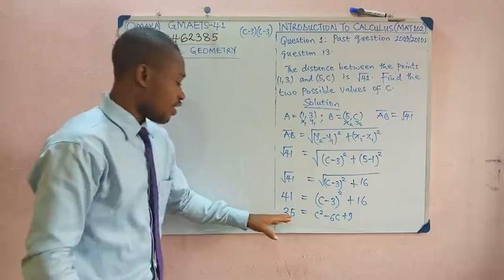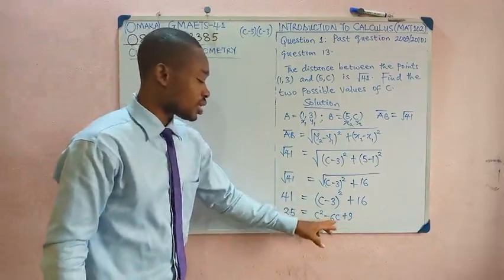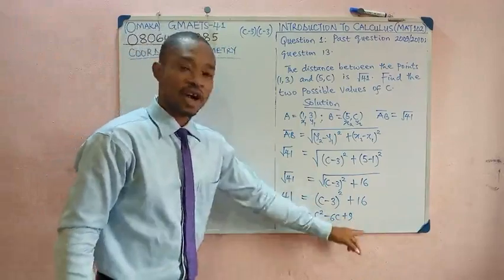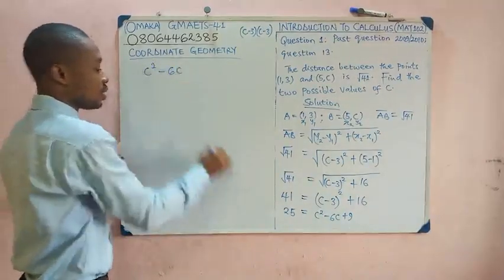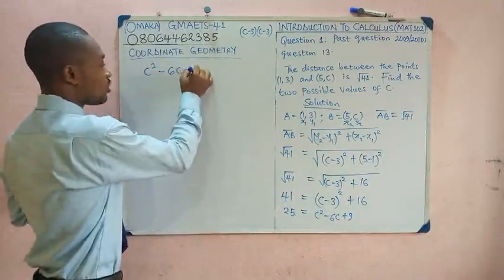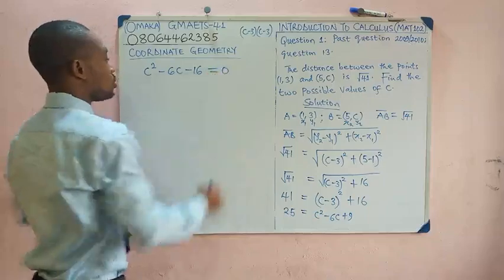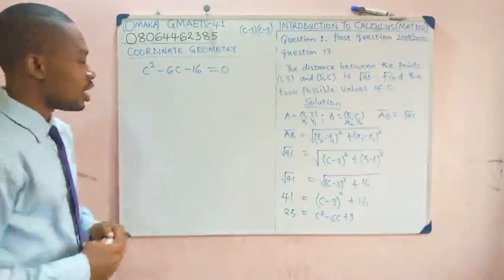Now watch something. If I move this 25 to the right hand side, it's going to be c squared minus 6c plus 9 minus 25 equal to 0. Is that not so? Look at it: c squared minus 6c, and this 25 going over there, we have 9 minus 25, which gives us minus 16, everything equal to 0. We can now solve this quadratic equation to obtain the possible values of c. Let's do that and see.